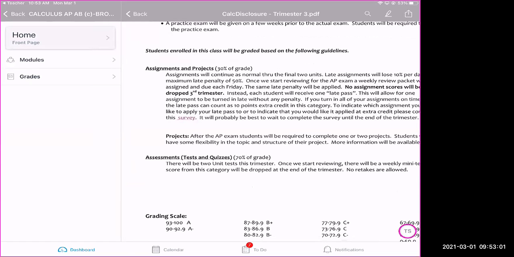The projects are because after the AP exam, we're going to do a project. We have about 3 weeks after the AP exam, so we'll do projects after that. We'll talk more about those details later, but that would go in this category.